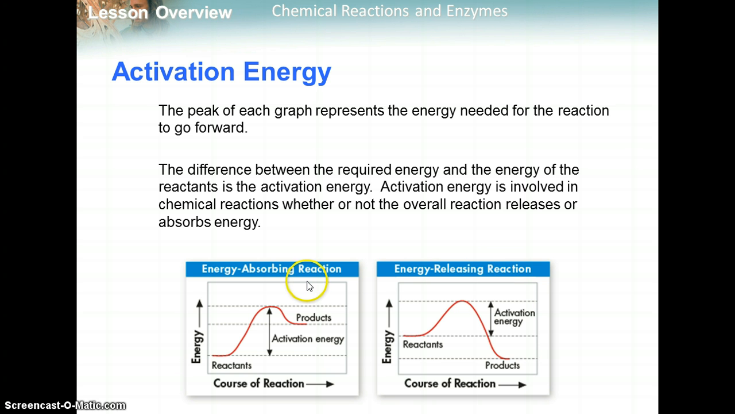These are two graphs of the activation energy needed for reactions, an absorbing reaction and a releasing reaction. The peak of each graph represents the energy needed for the reaction to go forward. They both have pretty much the same, maybe this one has a little higher, activation energy, okay? The difference between the required energy, the peak, and the energy of the reactants, so for this absorbing reaction, here's your reactant energy, and the activation energy, or the energy needed for the reaction to happen. So this difference here is the activation energy.